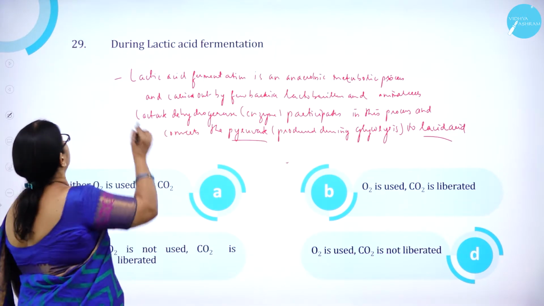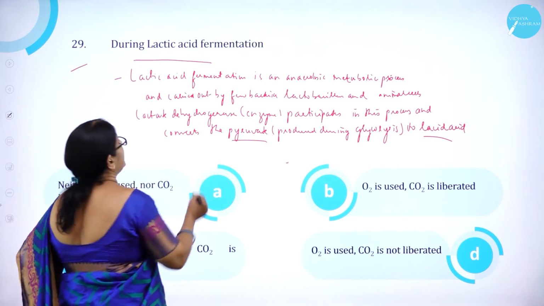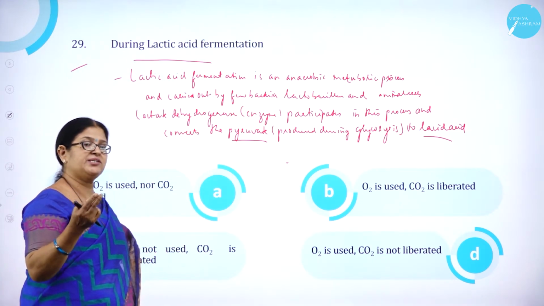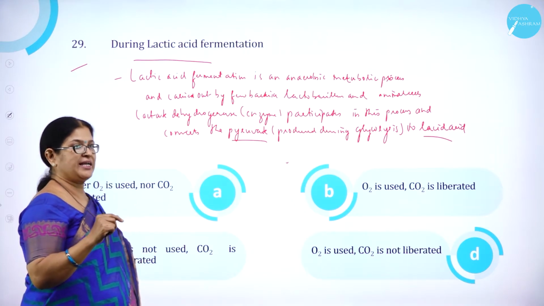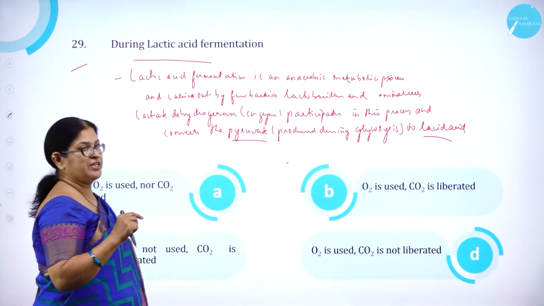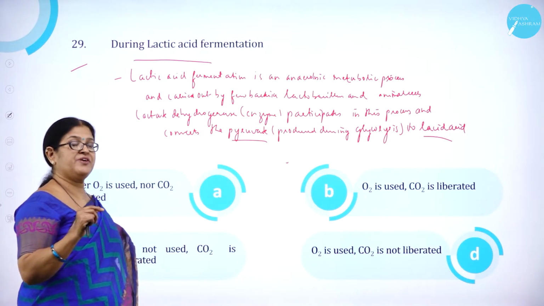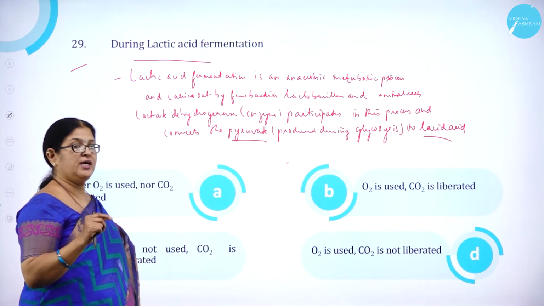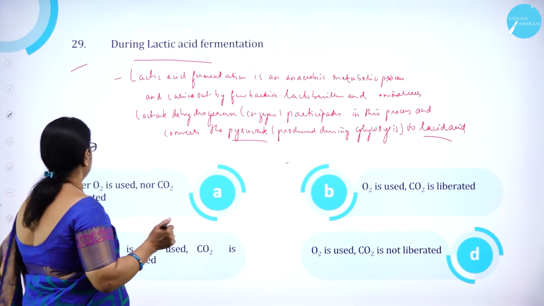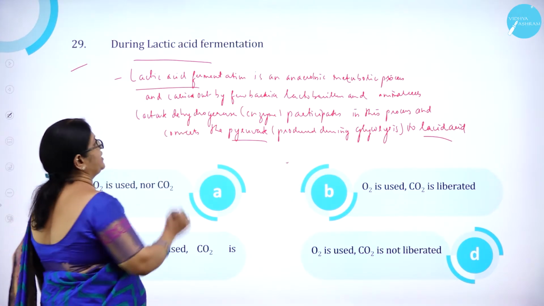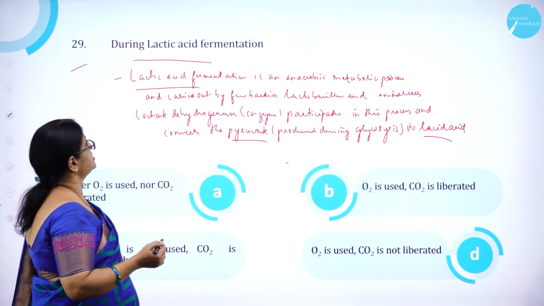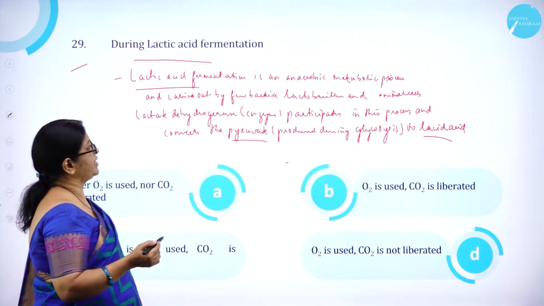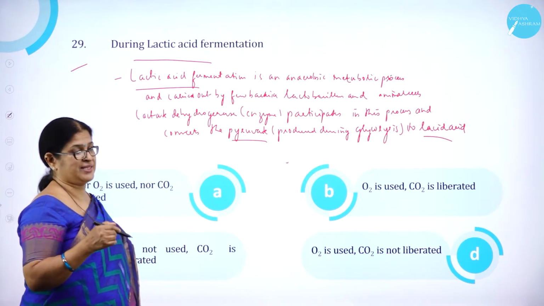Moving on to question number 29. During lactic acid fermentation: fermentation is of two types. One is alcoholic fermentation, the other one is called lactic acid fermentation. In alcoholic fermentation, we can see the release of carbon dioxide along with ethyl alcohol. In lactic acid fermentation, as you know, it is an anaerobic metabolic process carried out by a few bacteria like lactobacillus and even animal cells.